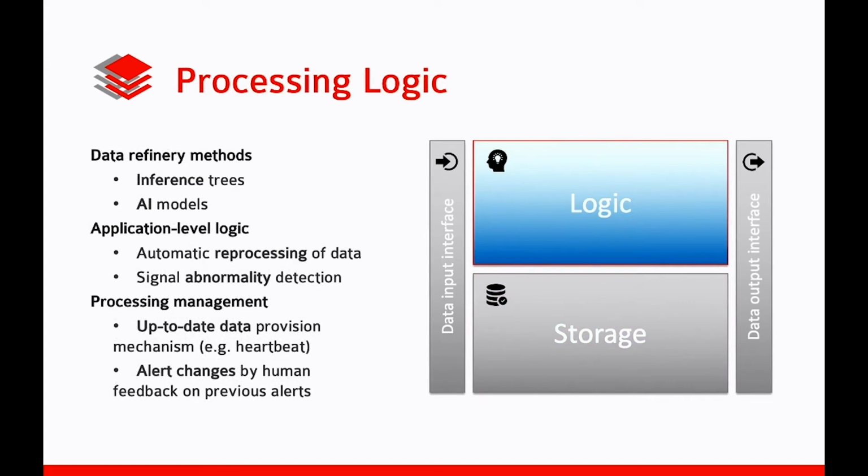Then about the processing logic, we can have different types of data refinery methods. We can model the data within the storage and how we want to take it further. And in that, we may use, for example, inference trees, different AI models, and calculate some simple KPIs. Also on the application level, we may have systems to automatically pre-process the data within the DT core, and also do some abnormality detection within there.